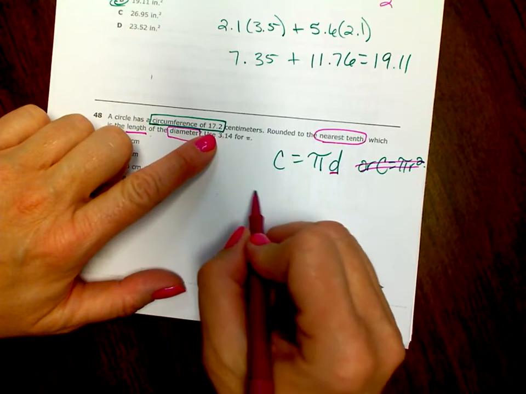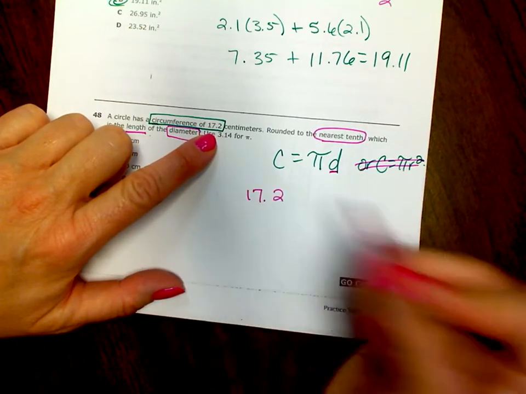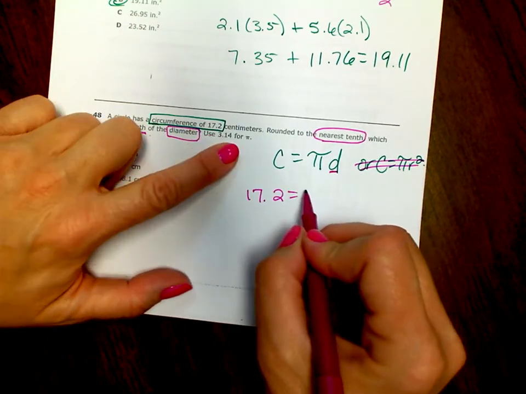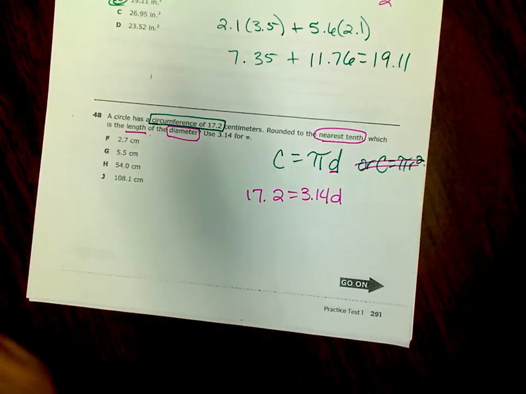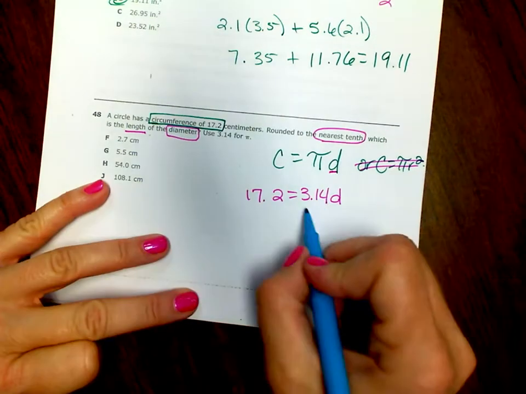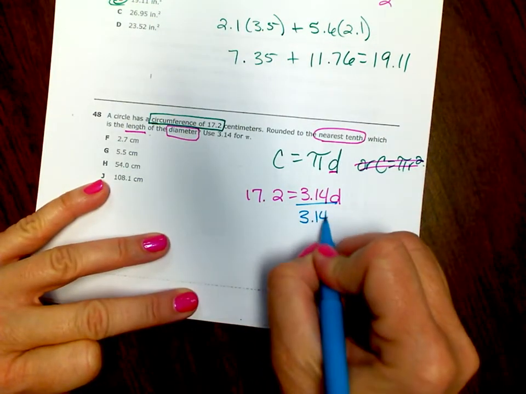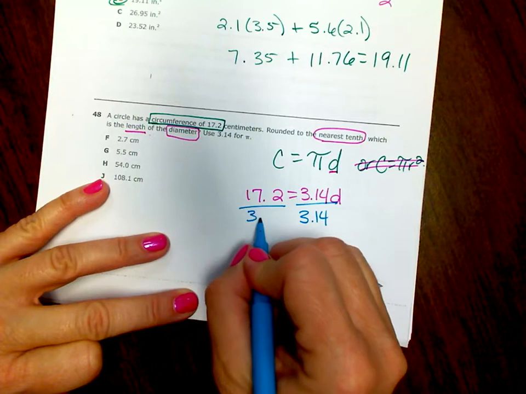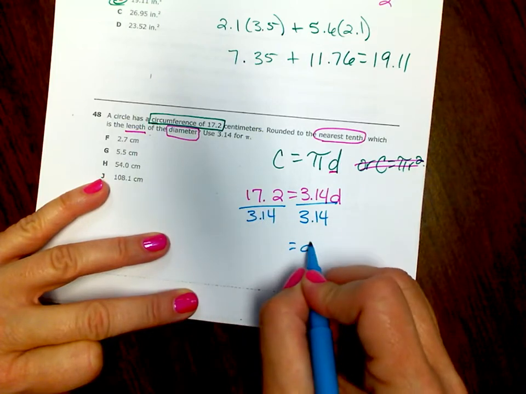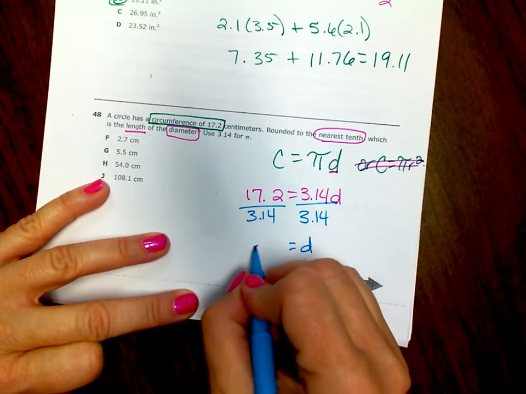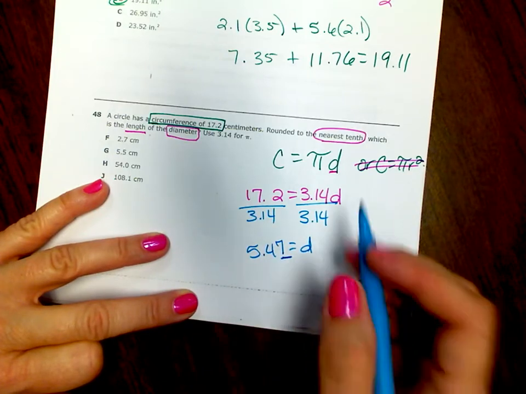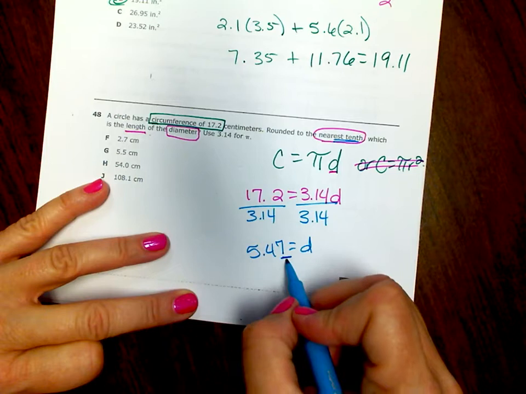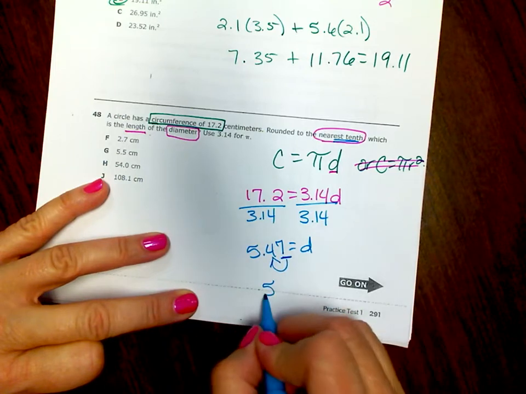The circumference is 17.2 equals 3.14 D. We're solving for D. Divide by 3.14 to get it off of D. And you should have 5.47. And it says round to the nearest tenth. It's going to be 5.5.